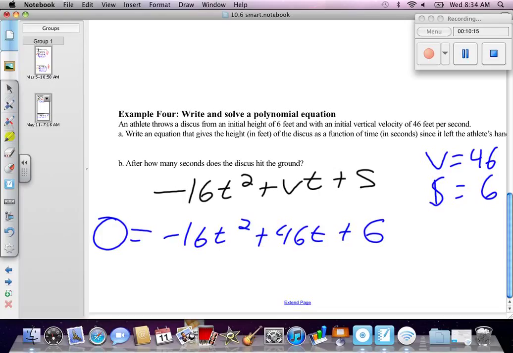All right. So ladies and gentlemen, your homework is on the board. Page 606, 20 through 38, even and 42. Okay, that is due tomorrow. It's all about factoring with numbers in front of your x squared.